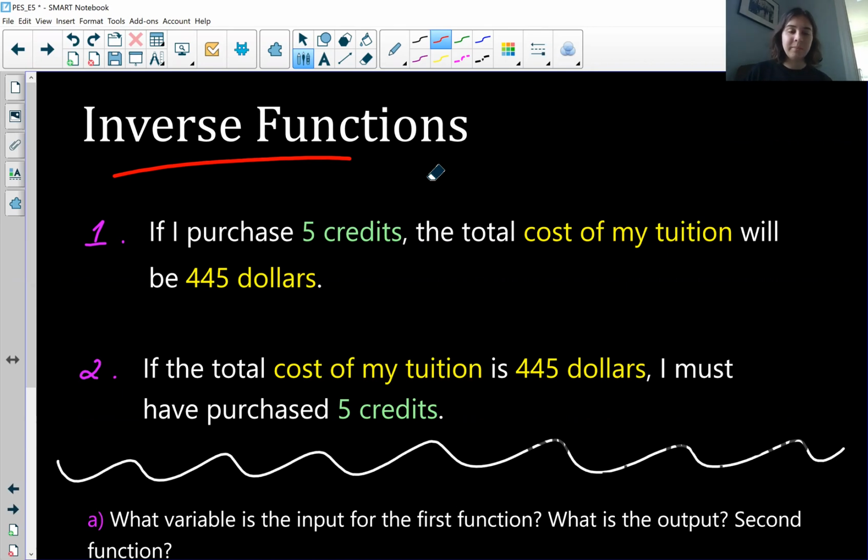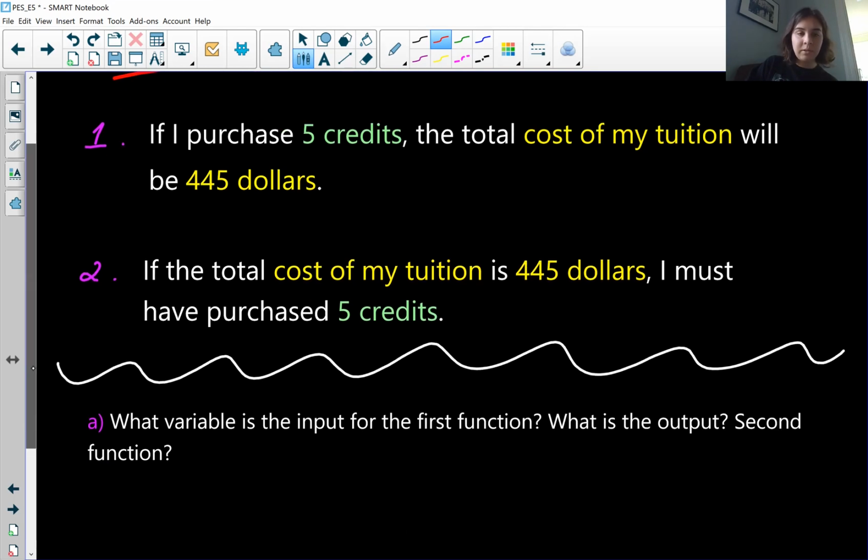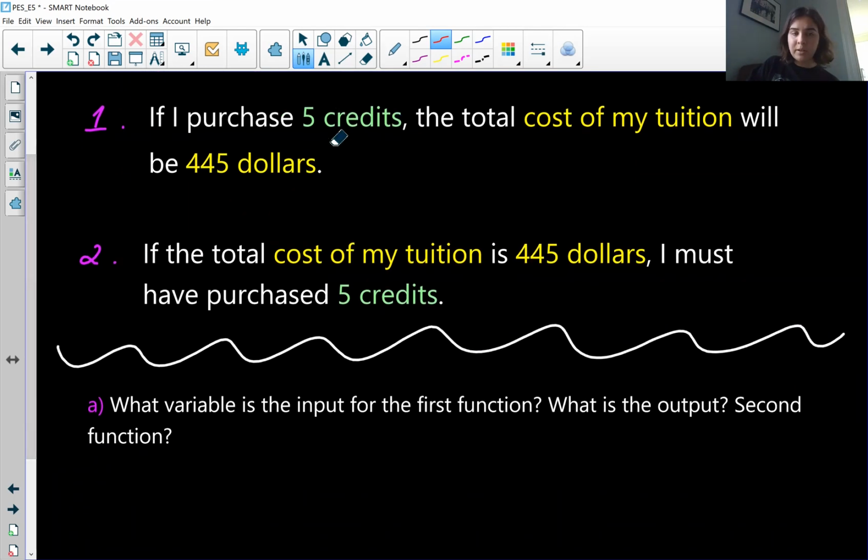So for the first statement here, it says that if I purchase 5 credits, the total cost of my tuition will be $445. Cool. And then the second statement says, if the total cost of my tuition is $445, I must have purchased 5 credits. So looking at the questions here, it's asking what variable is the input for the first function. So the input looks like the amount of credits, because I'm purchasing an amount of credits, and then that's going to cost a certain amount. So that's my input.